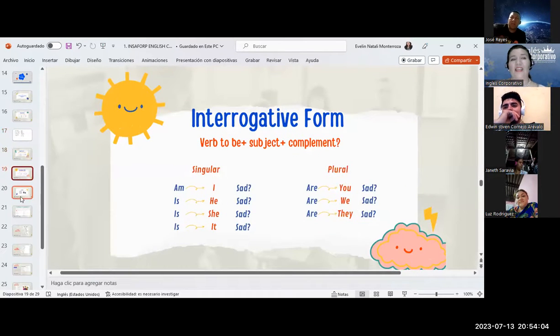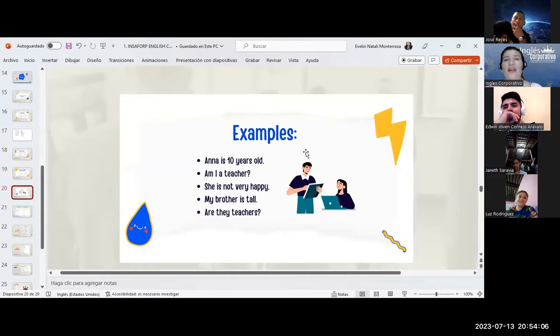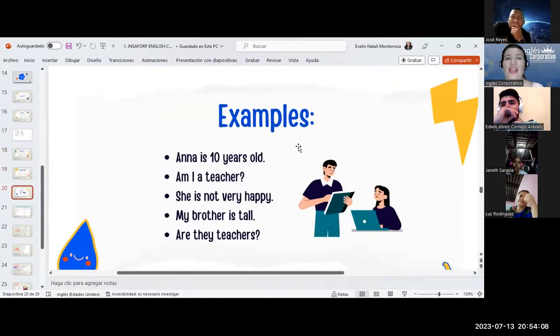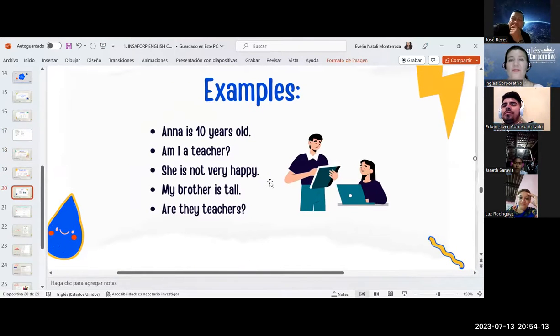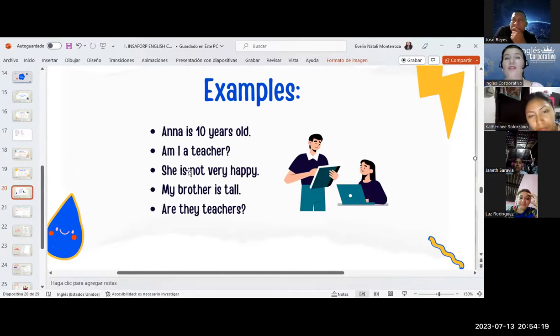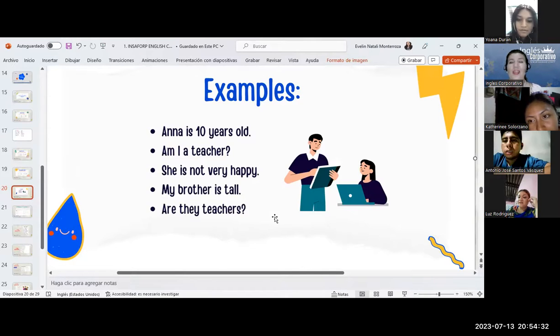So in this case, I have here, let me just move a little bit on the examples. Here we have the negative, the interrogative form. And we have a couple of examples. Anna is 10 years old. What is the next example? Am I a teacher? The next one? She is not very happy. Number four? My brother is tall. And the last one? Are they teachers? Right? Are they teachers?